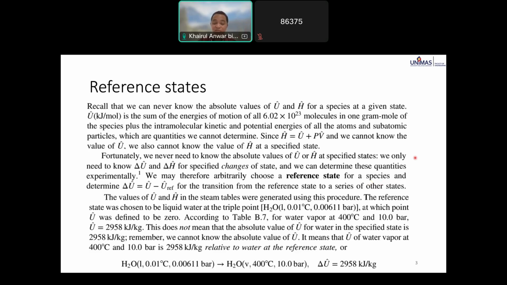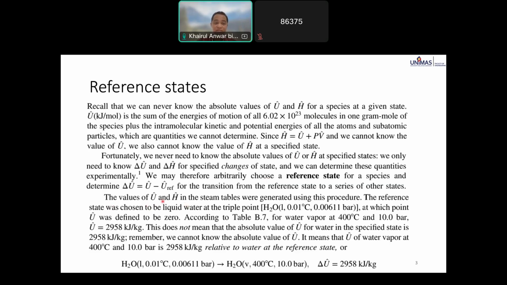But what you need to know now is why you need to choose the reference state. Any value can be the reference state, but the easiest way, we choose the reference state because we want to make the enthalpy or internal energy equal to 0 for the feed. That's why we choose the specific temperature and form for the feed.